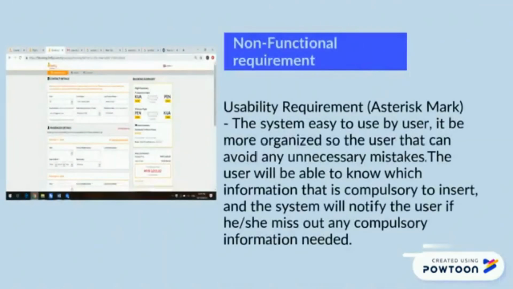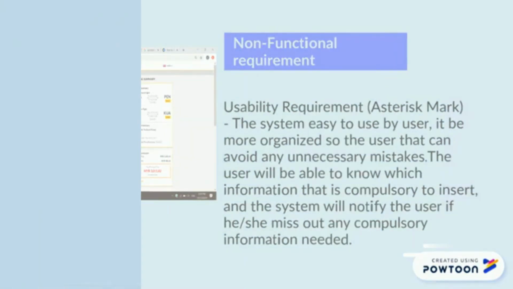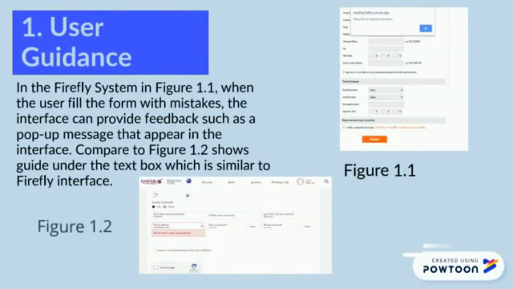The non-functional requirement is the usability requirement, which is marked with an asterisk. The system is easy to use by the user. It will be more organized so that the user can avoid any unnecessary mistakes. The first is user guidance. In the Firefly system in Figure 1.1, when the user fills in the form with mistakes, the interface can provide feedback such as a pop-up message that appears in the interface.